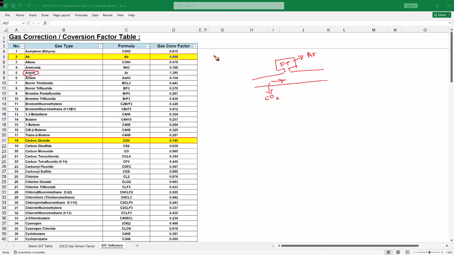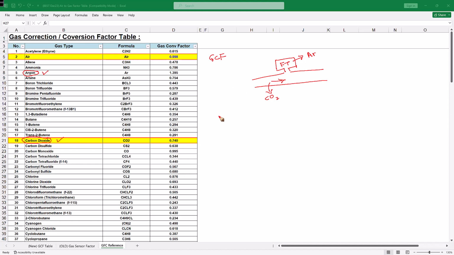Okay, so the gas conversion factor is a GCF, gas conversion factor. You can go to the internet and Google gas conversion table or gas correction table. You can find a lot of GCF tables there. This is an example of the gas conversion table. Based on this table, I am able to find the argon gas conversion factor value as well as the carbon dioxide gas conversion factor value.